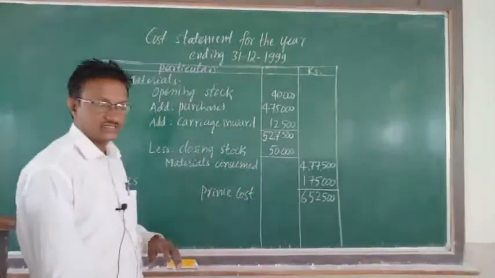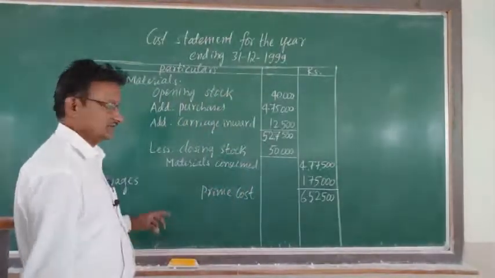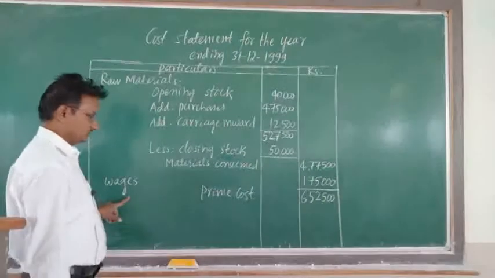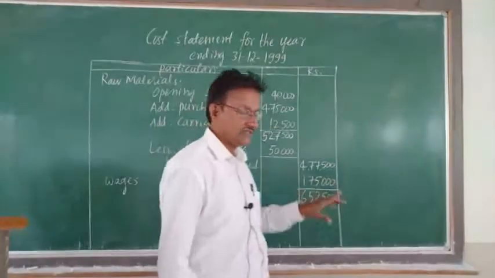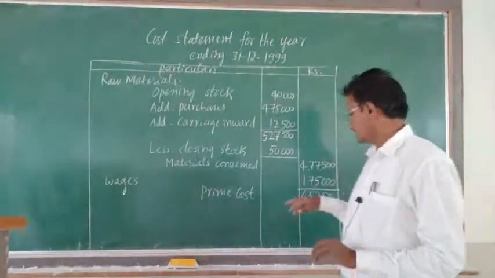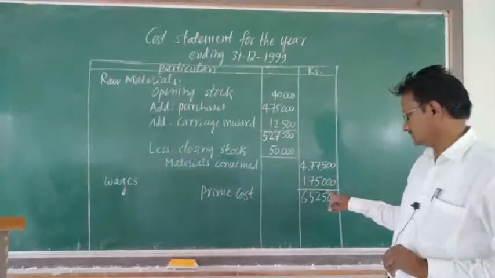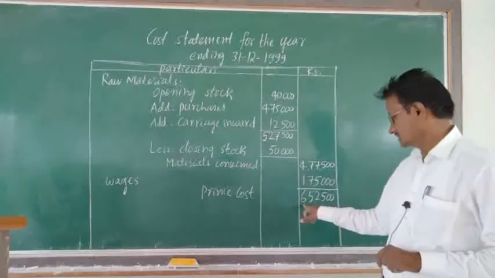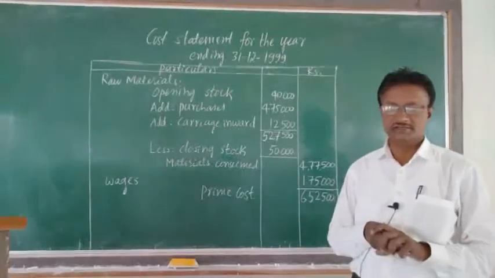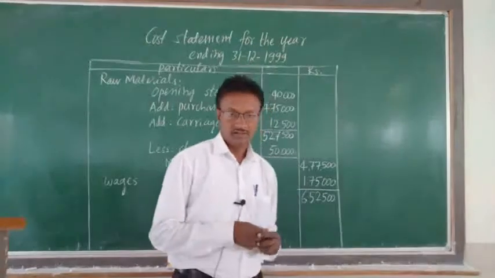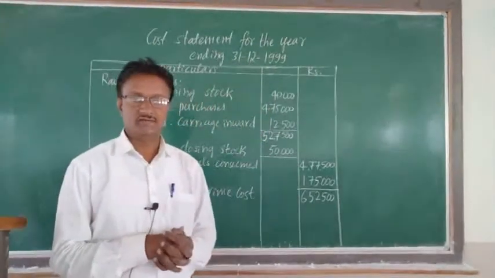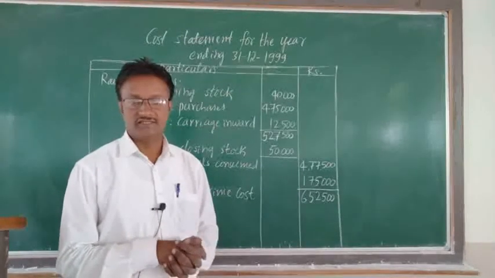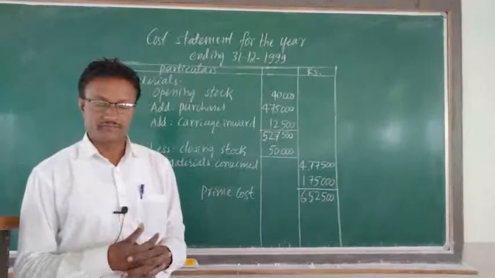Then next, second element, important direct cost element of cost is wages. So here wages is 1,75,000, and the total of material cost and wages is prime cost. So here prime cost is 6,52,500. To this prime cost, next we have to add factory overhead, that is indirect expenses related to factory.